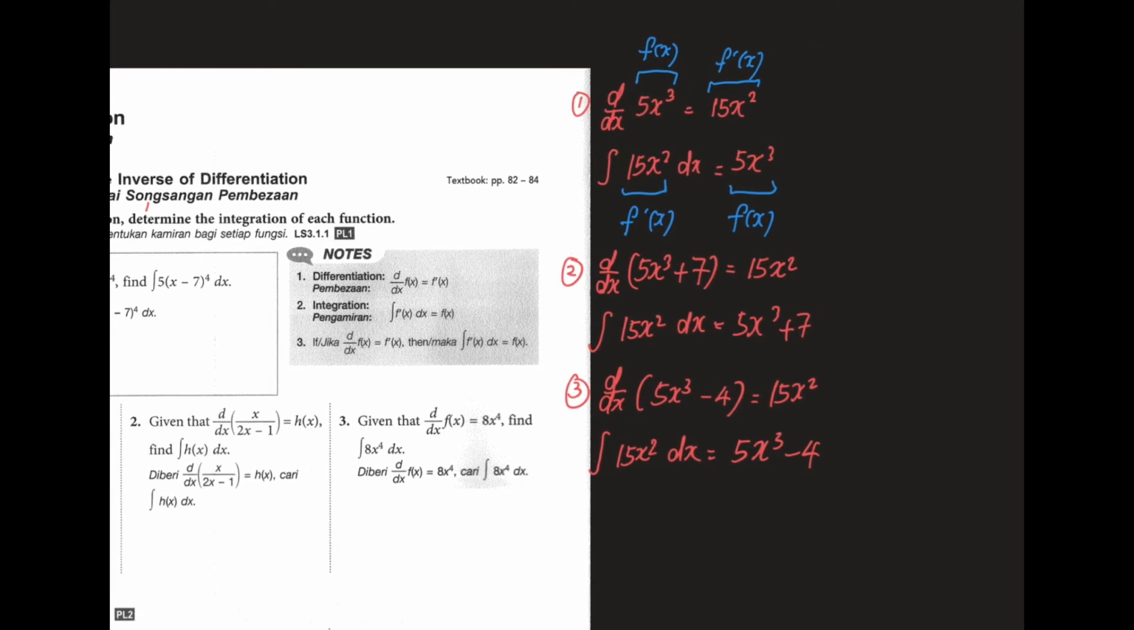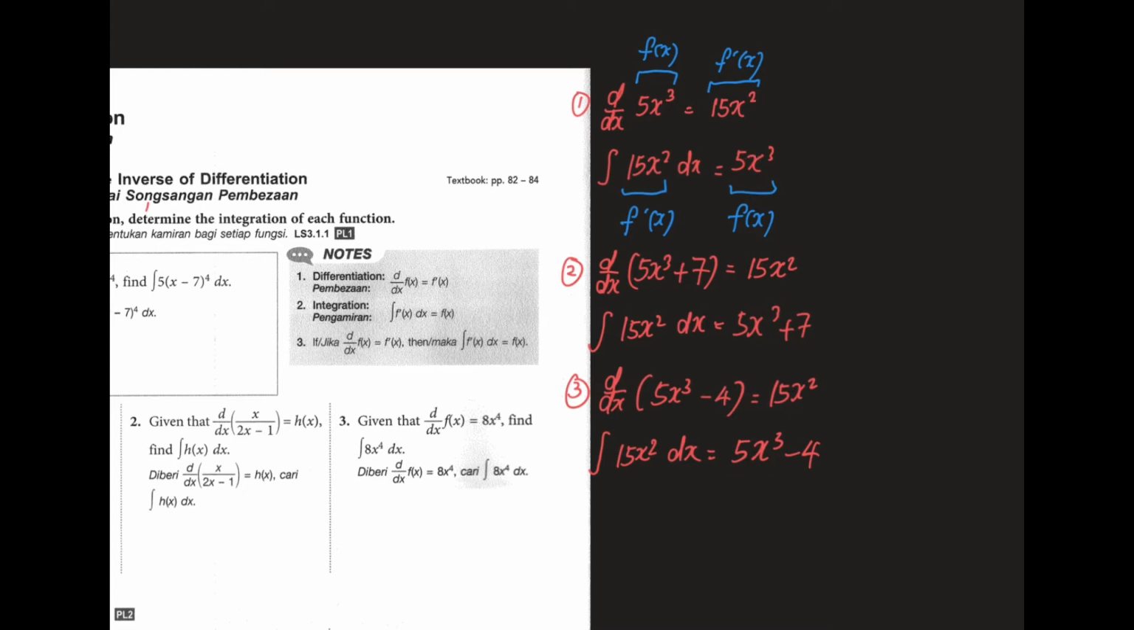So you may observe something like this. I integrate the 15x squared, 15x squared, and 15x squared. How come this round I get 5x cubed, the second round I get 5x cubed plus 7, and the third round I get 5x cubed minus 4? I am integrating the same question, but how come it comes up with different answers? Three different answers. So of course, this is the problem.